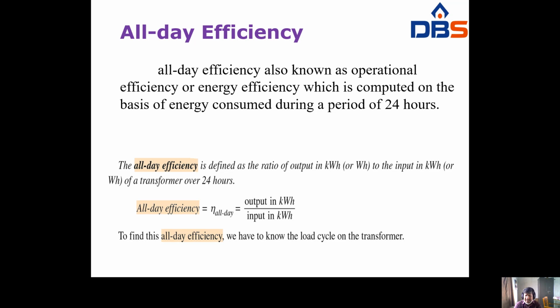To find the all day efficiency, we have to know the load cycle on the transformer. For a day, what is the load cycle? From morning 6 to 9 hours, the energy consumption is some watt hour, and also 9 to 12 hours, what is the energy consumption? 12 to evening 6 p.m., what is the energy consumption? Like that, if we know the load cycle over a period of 24 hours, then you can easily calculate the all day efficiency. This is important for 2 marks, and problems are also important for this concept.